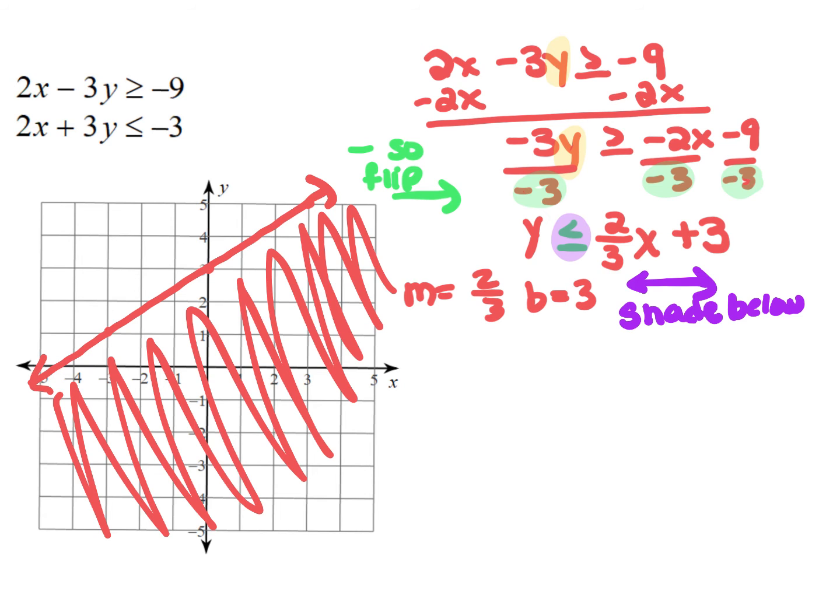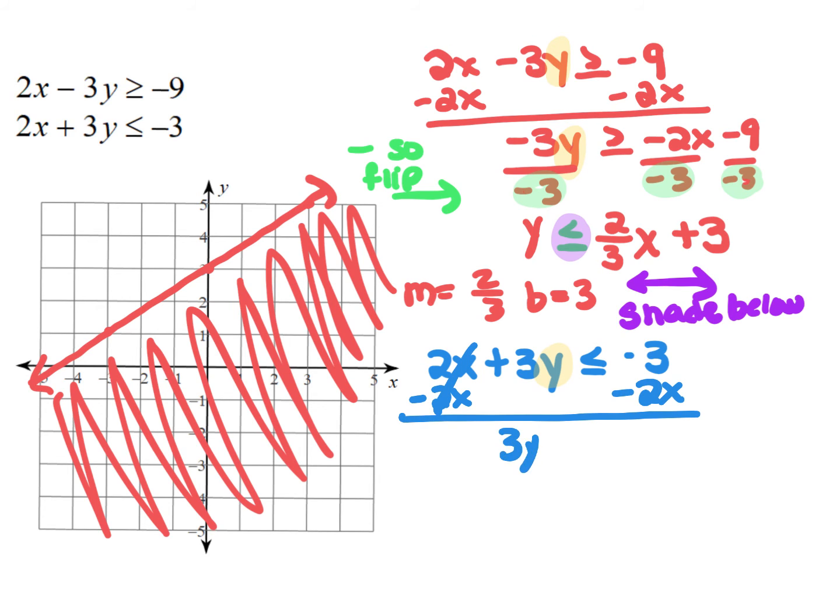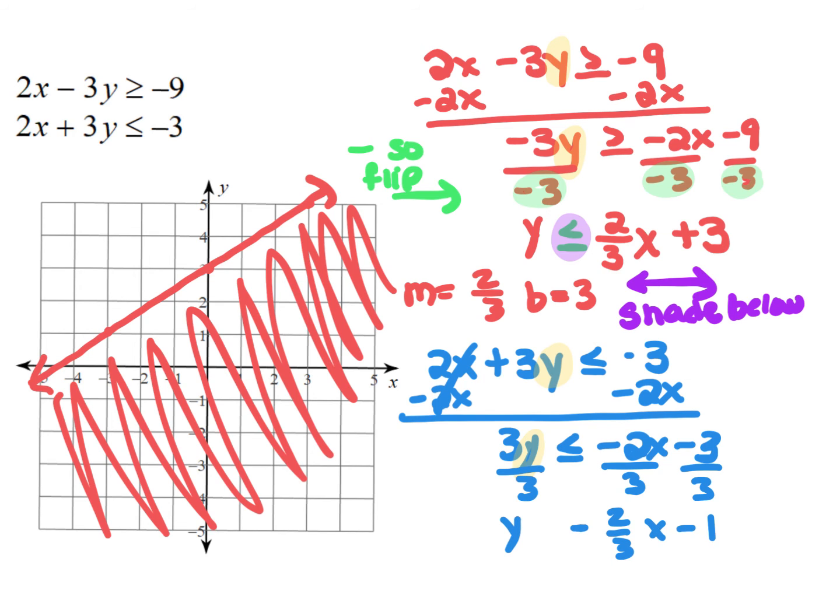Now for the next one, my original inequality was 2x plus 3y is less than or equal to negative 3. So to start to get the y by itself, I again have to move the 2x. So I would subtract 2x from both sides. So these cancel, and you get 3y is less than or equal to negative 2x minus 3. And then to finish getting the y by itself, I have to get rid of the 3 in front. So I would divide everything by 3. So I get y, and this becomes negative 2/3 x minus 1.